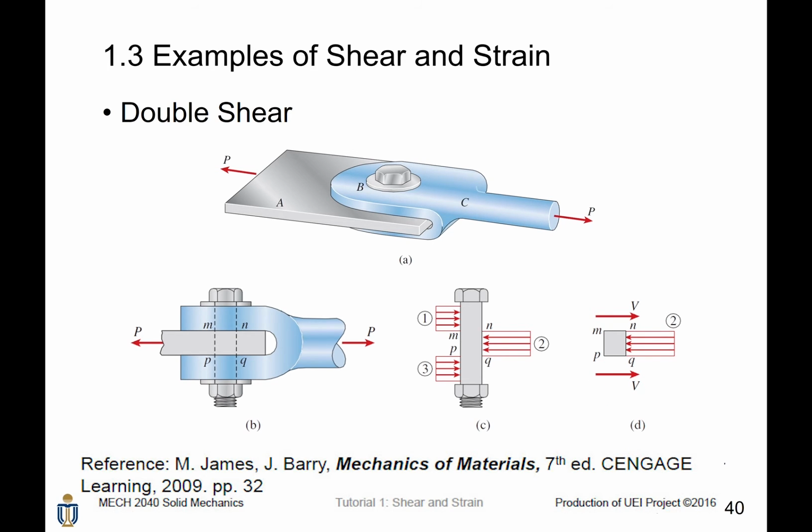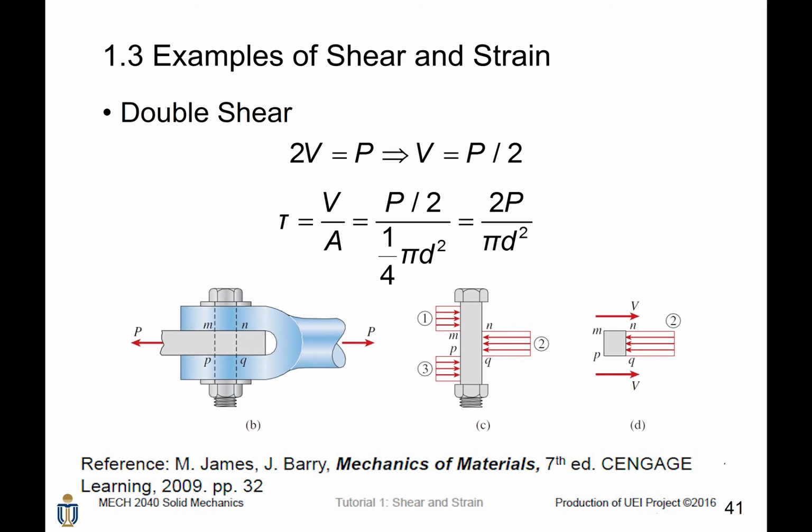However, what is the magnitude of V? In the middle, it is P. That means 2V equals P. Then V equals P divided by 2. So what is the average shear stress acting on surfaces MN and PQ? It is given by shear force divided by A, and the shear force is 1/2 of the applied load, which is P divided by 2, where the area is similar, which is 1/4 pi d squared. To further simplify this expression, it gives you 2P divided by pi d squared.